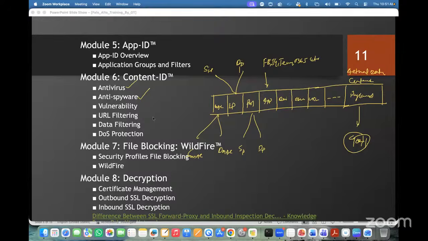For that, we have to enable Content ID. This is your real-time protection against any kind of attack happening throughout the network. Any virus attack, it's going to protect. Any spying activity, it's going to protect. Any vulnerability attack, it's going to protect. URL filtering, data filtering, DOS, file blocking, and WildFire for zero-day attacks.